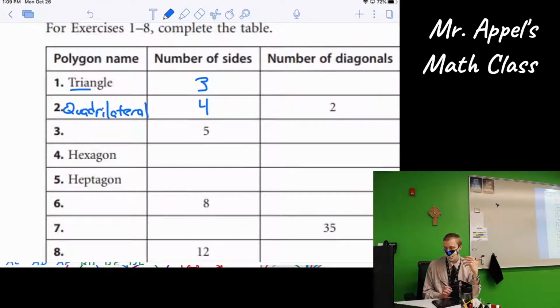Type it in the chat. Let's see, Carlos is on top of things. Pentagon, thank you, Carlos. All right. And I'm pretty sure we know hexagon is six. Heptagon is 7. He's got it. Good. 8-sided figure. If you're learning to drive, you're going to be seeing a lot of these. Octagons, very good.